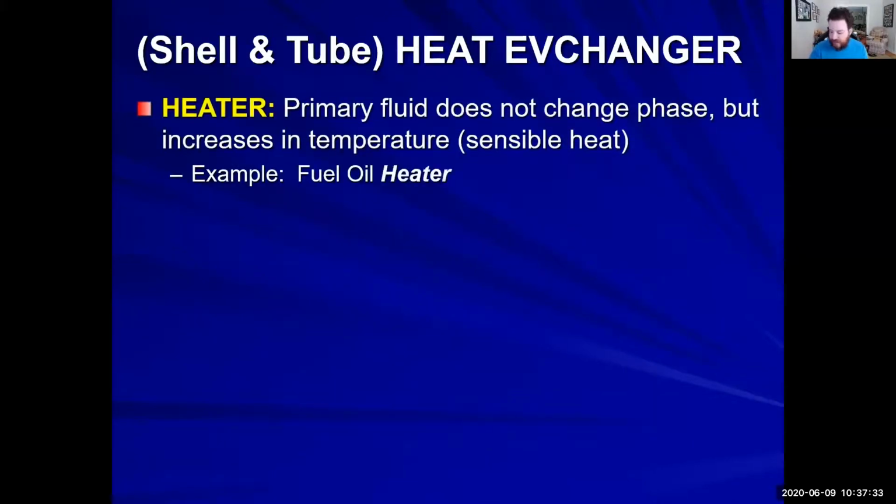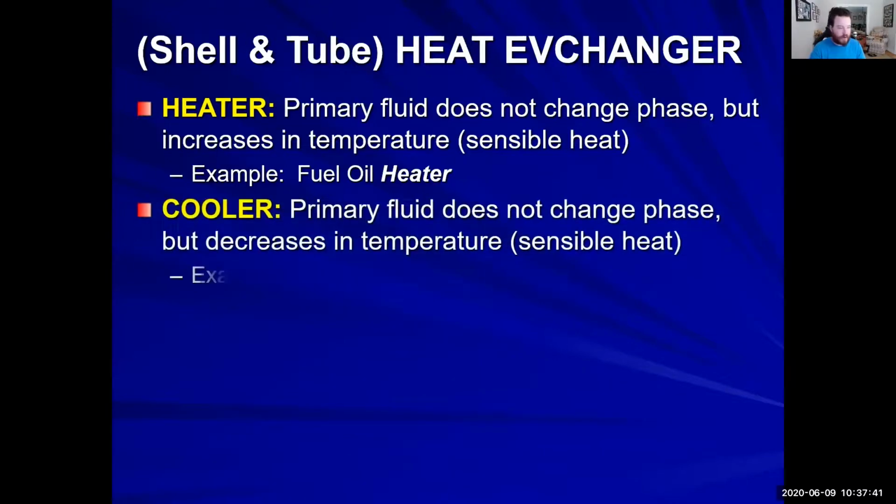So the different types of heat exchangers that we can have: we have a heater, where the primary fluid does not change phase but increases in temperature. All right. So it's like a fuel heater, lube oil heater, trying to heat the space of a room. Like we talked about, a radiator. We have a cooler. Primary fluid does not change phase again, but decreases in temperature. So a lube oil cooler. What else can we have that we're trying to cool things? The radiator of your car would be a cooler.